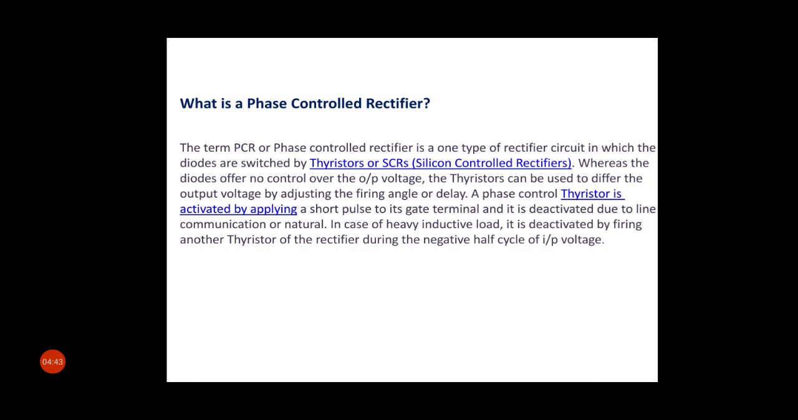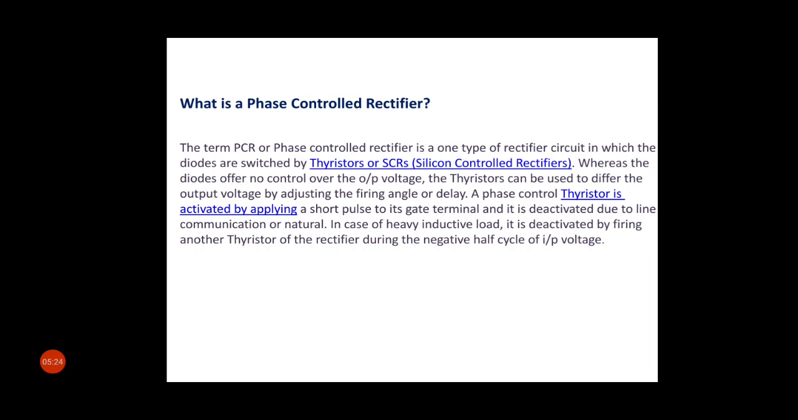So what is the exact definition of a phase control rectifier? The term phase control rectifier refers to a type of rectifier circuit in which the diodes are replaced by thyristors or SCRs. SCR means silicon controlled rectifier. Whereas diodes offer no control over the output voltage, the thyristor can be used to vary the output voltage by adjusting the firing angle or delay.